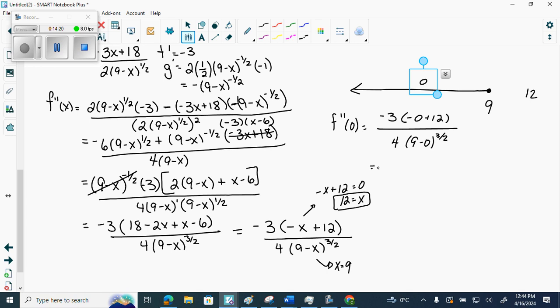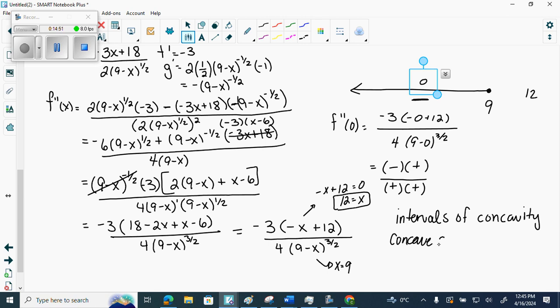So I'm going to get negative times a positive. 4 is a positive. And then this is the square root of 9 cubed. Well, that's going to be a positive. So what do I end up getting? Negative. And when we looked at our calculator, it was completely concave down that entire time, wasn't it? So this interval of concavity, concave down, from negative infinity to 9.